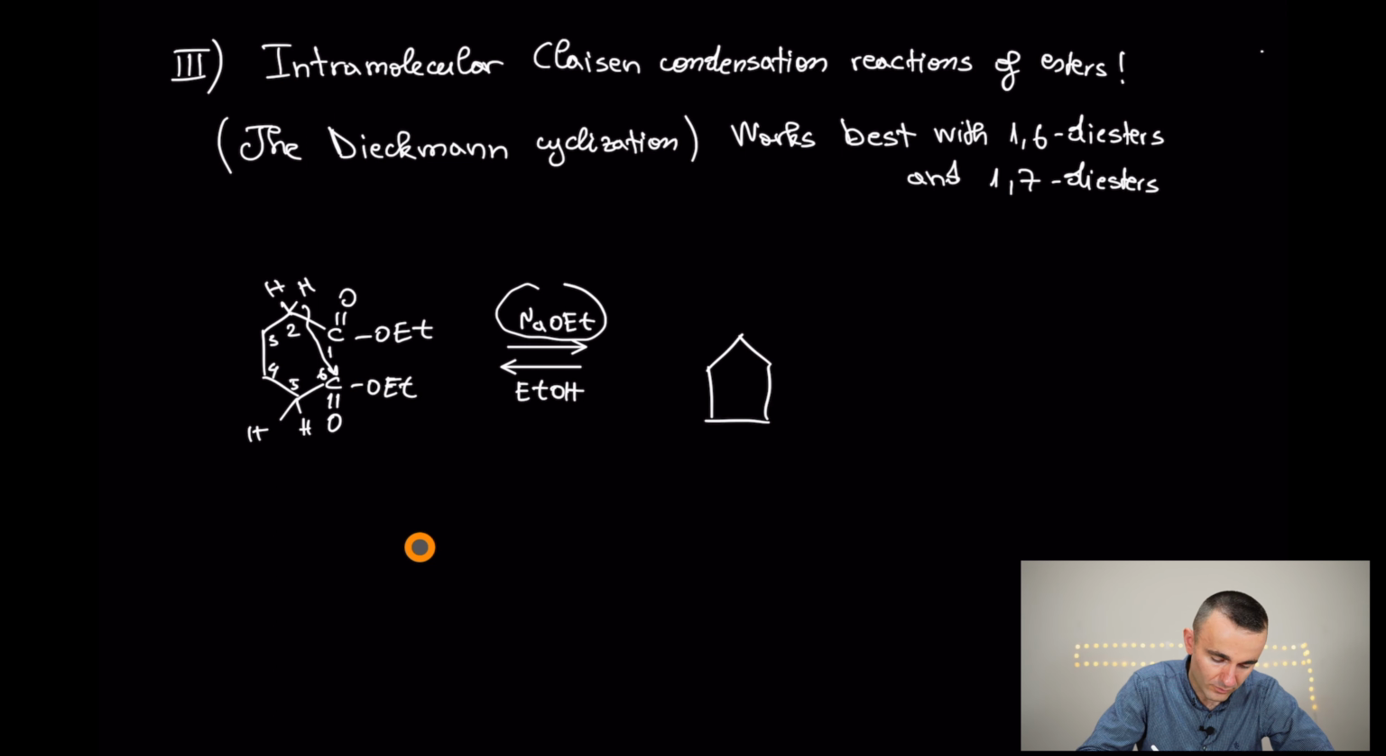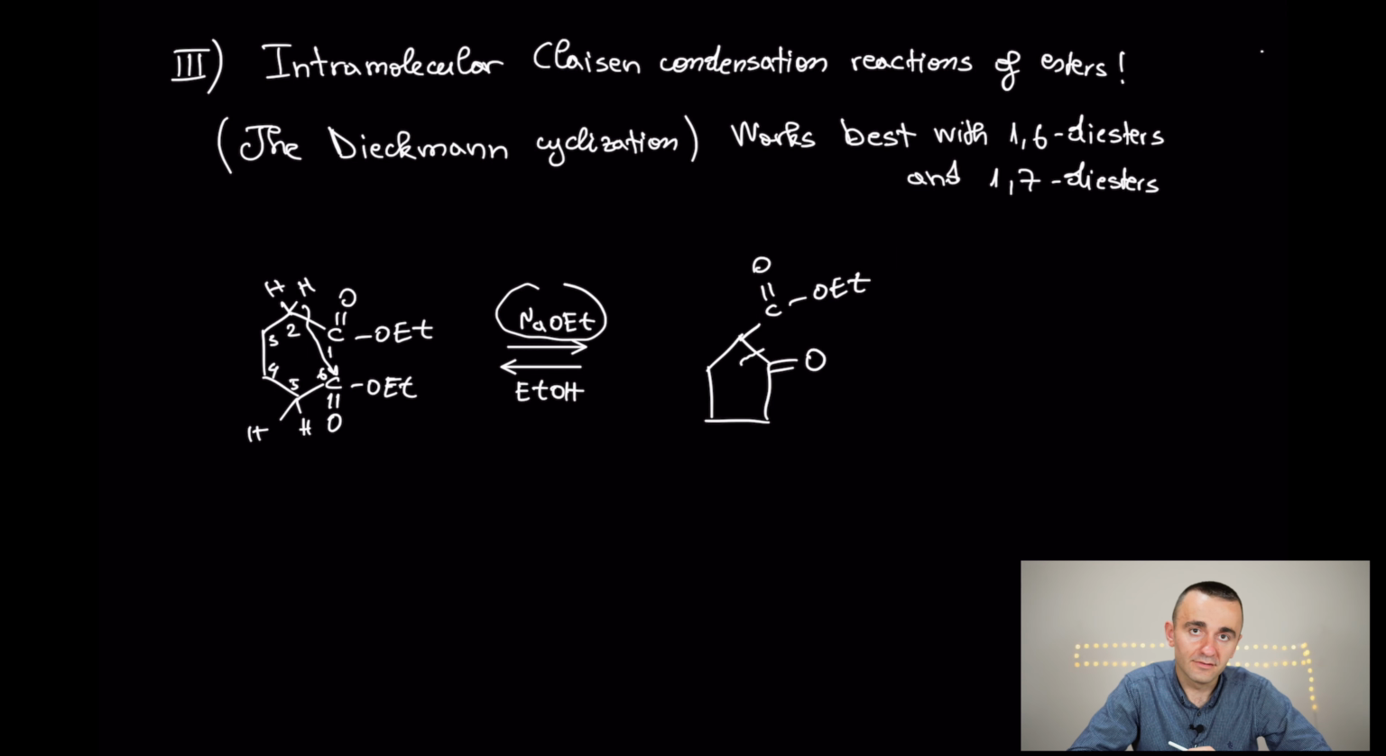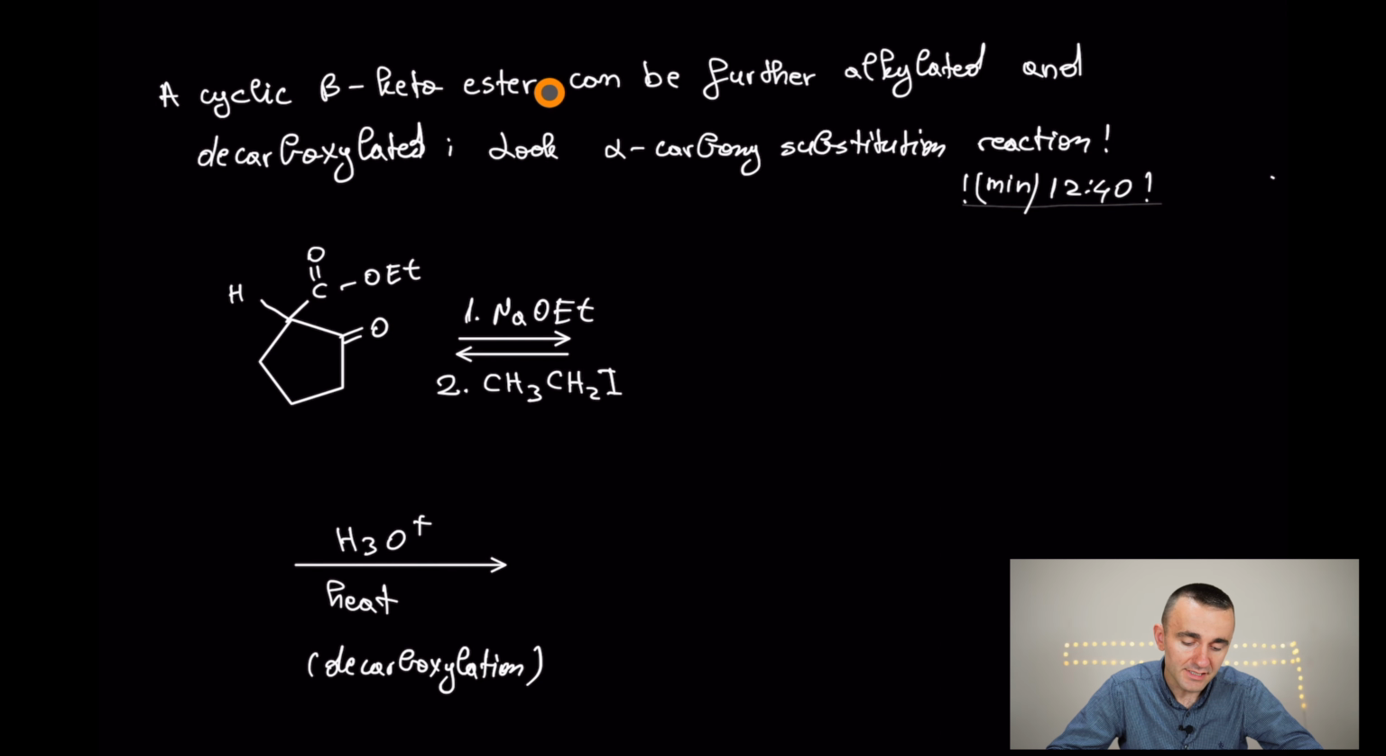So what you're going to have? Let's assume that the connection was made here. And here you have the remaining ester, and here you have the formation of the ketone, right? As simple. A cyclic beta-ketoester can be further alkylated and decarboxylated. Look at the alpha carbonyl substitution video at minute 12:40.